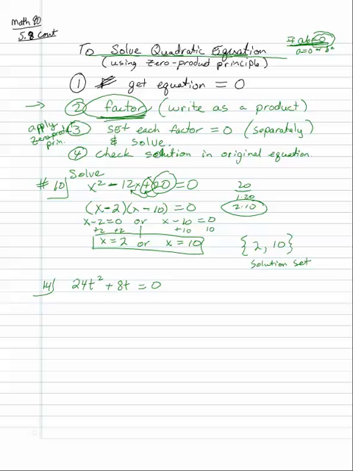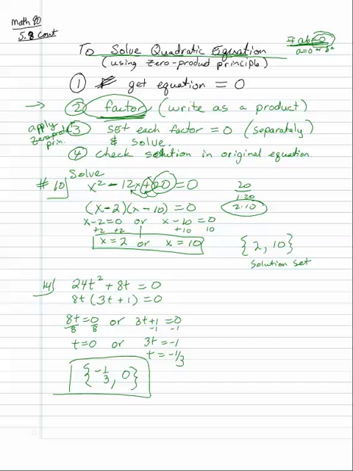Alright, let's look at 14. So again, we're going to get it equal to 0, which it is. We're going to factor, so it looks like 8t comes out of both of those. 3t plus 1. We're going to split up the factors, 8t equals 0, or 3t plus 1 equals 0, and solve those separately. We can use the zero product principle for that, or we can divide by 8, doesn't matter. Subtract 1. Divide by 3. So our solutions are negative 1/3 and 0. Let's try another one.